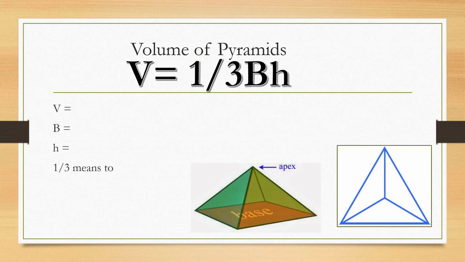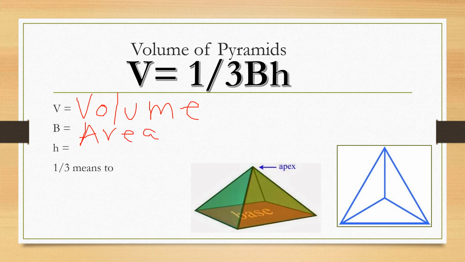Alright, so the formula we're going to use to find the volume of a pyramid is V equals 1/3 big B times H. Our V stands for volume. The big B is the area of the base, and that will change depending on what shape is the base. So this time we'll have rectangles, squares, and triangles. That's the area of the base. And then the H is the height.